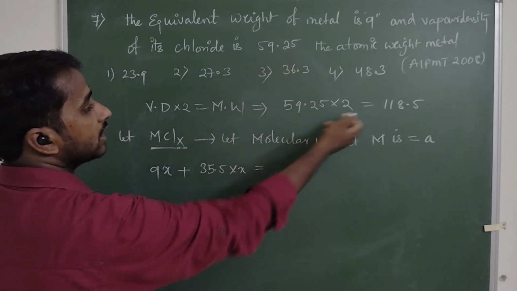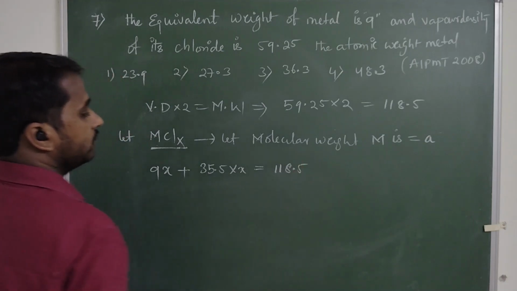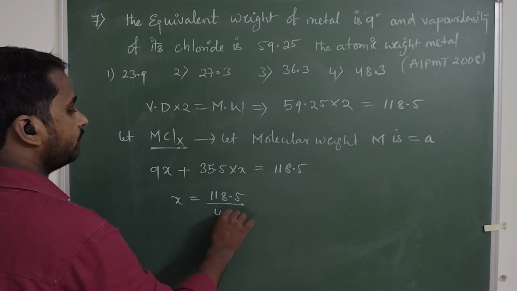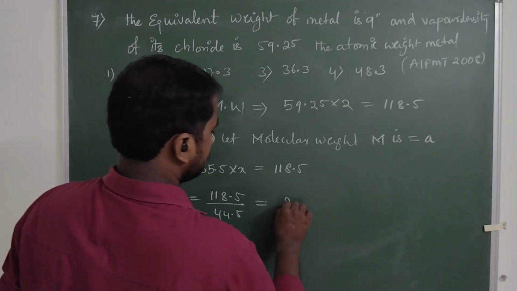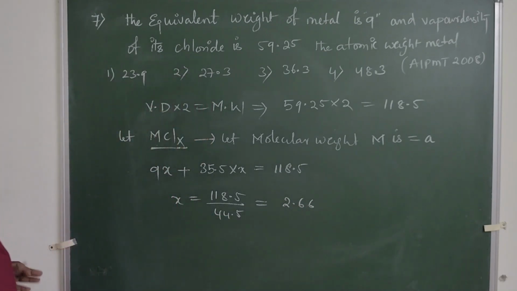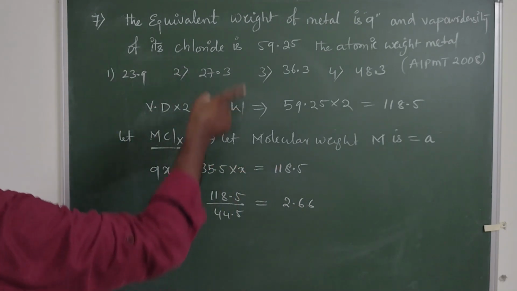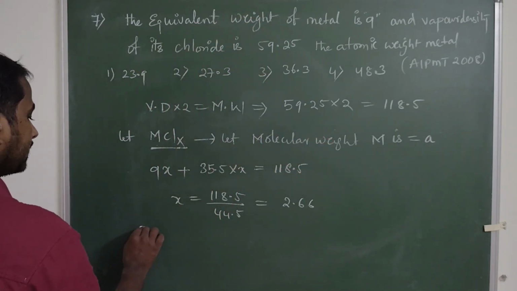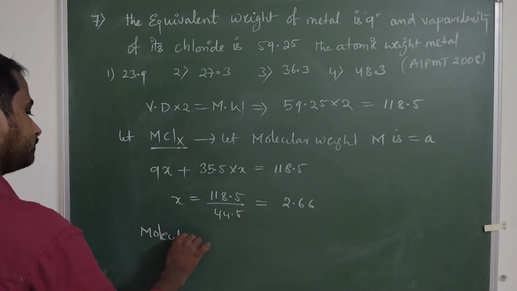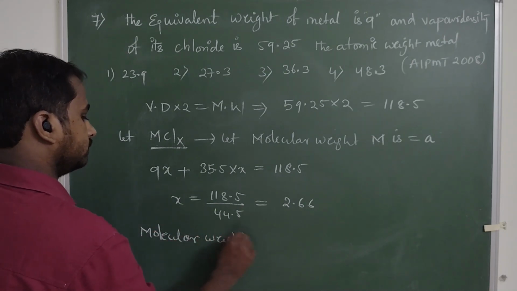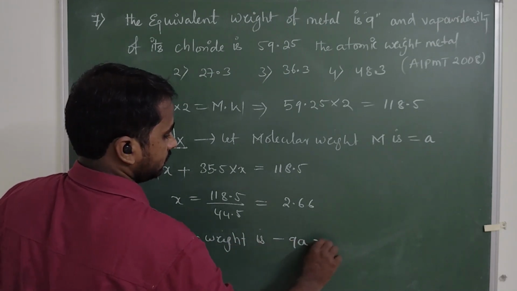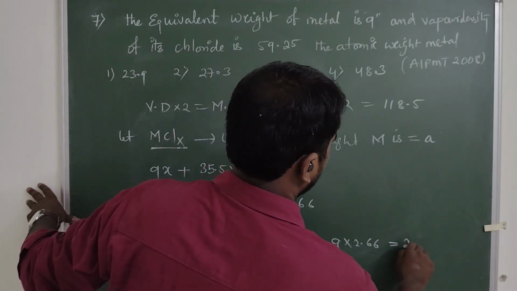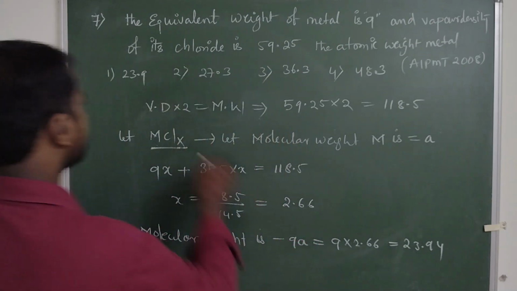And what is the molecular weight we got? 118.5. So now X is equal to 118.5 by 44.5, which is 2.66. Now, what is the equivalent weight? It is 9, and the atomic weight is A. So now I can write the molecular weight. So option A is correct.